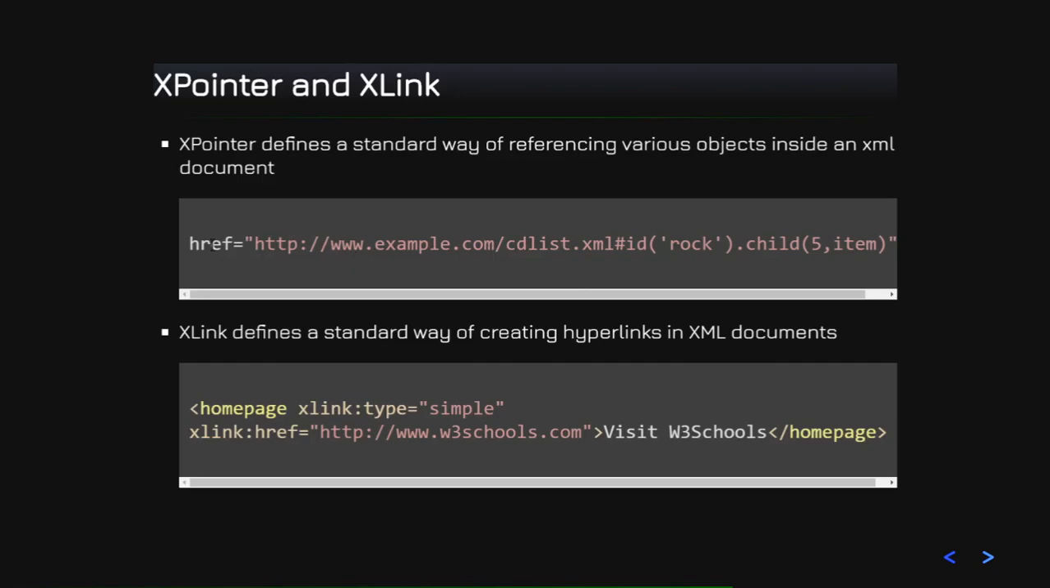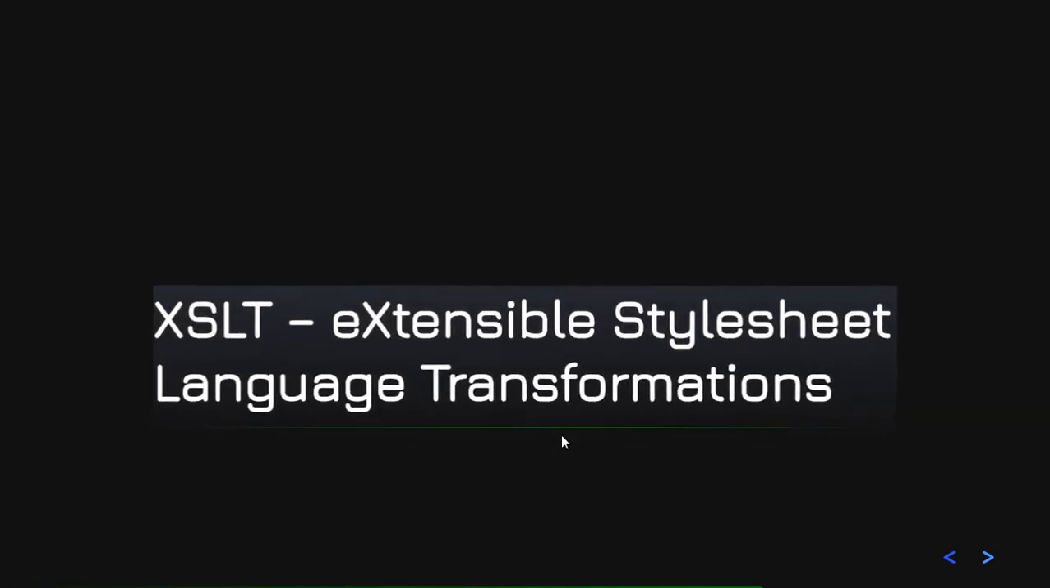So XPointers play the purpose of CSS selectors in HTML, something like this. And XLink defines a standard way of creating hyperlinks in XML documents. So this one creates a link from the current document to w3schools.com. Okay. Let's move on to XSLT, and this is the last part of today's course.